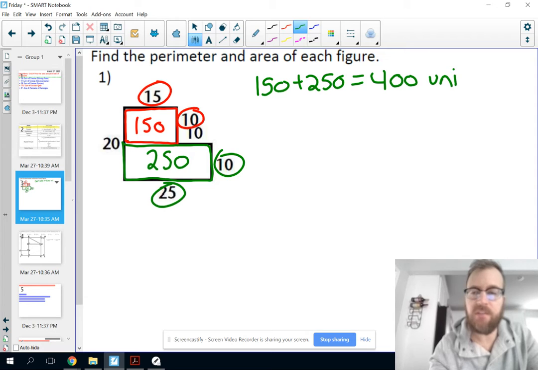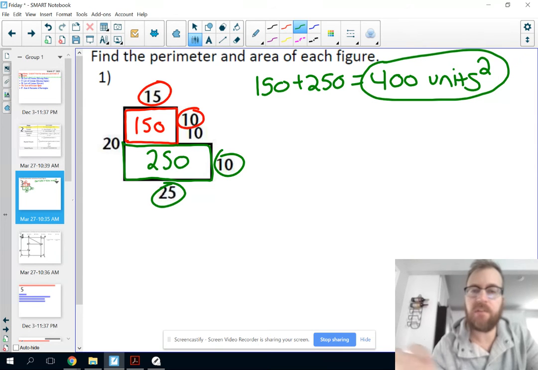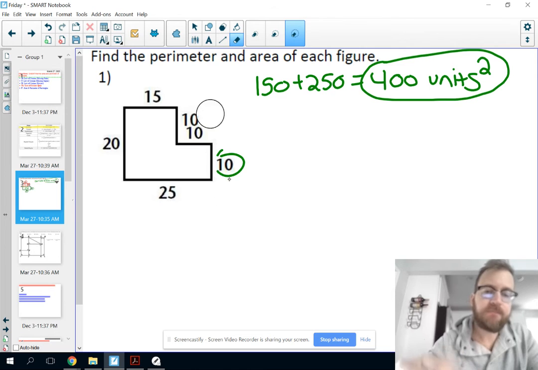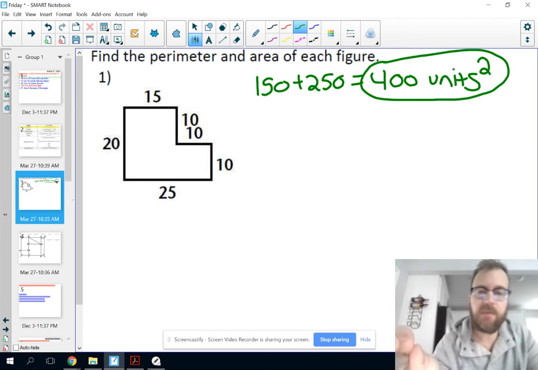No units are given, so we just write the word units. And for area, our units, whatever they are, are always squared. So 400 units squared. So if we broke it up a little differently, we would see nothing would really change. The work would change, but our answer shouldn't.